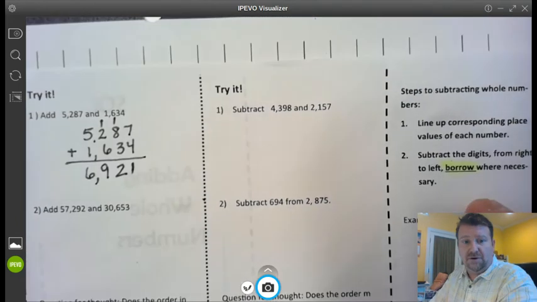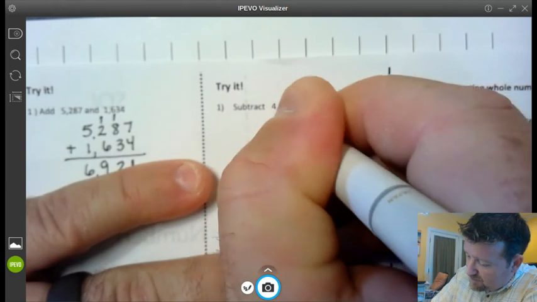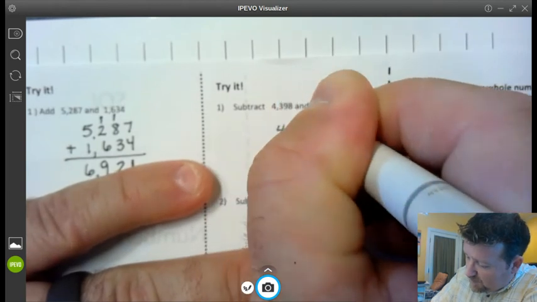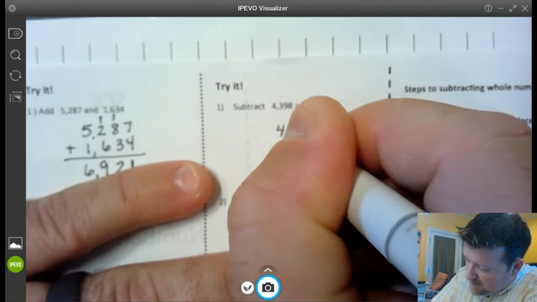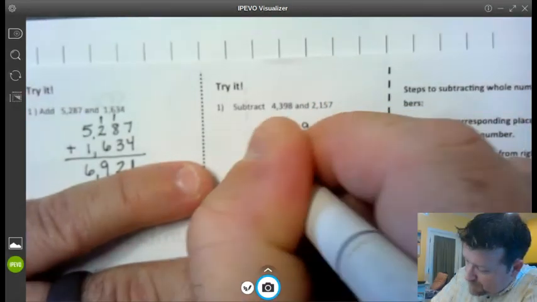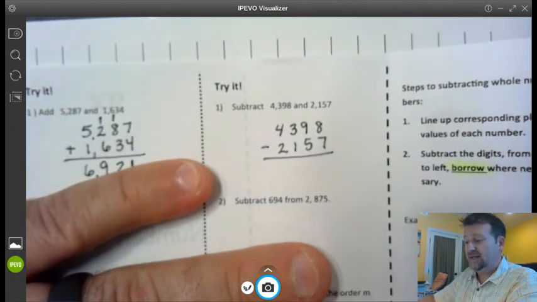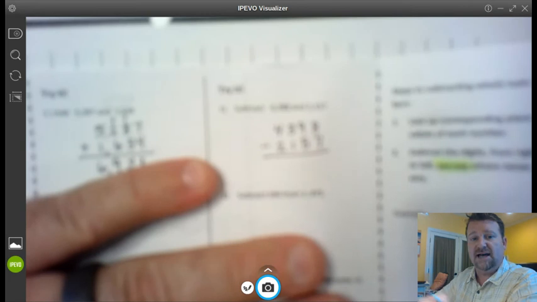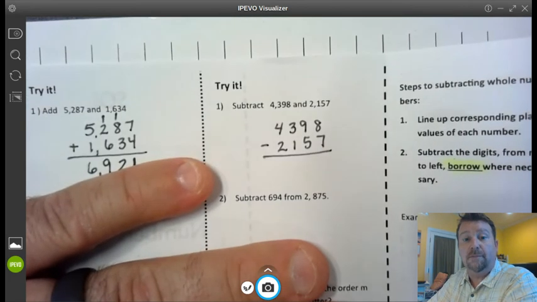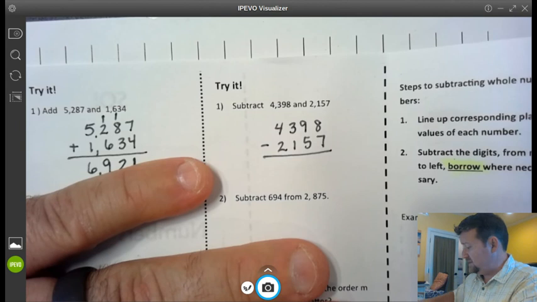For the try it problems, I'm going to do the first one with you. I'm going to leave them both up here and ask you to try some. If you can try these, remember, we set up our problem, we line up our place values, make sure you notice that each corresponding digit's lined up. The ones places are lined up, the tens places are lined up, the hundreds places, and the thousand places. And now we can begin to subtract.